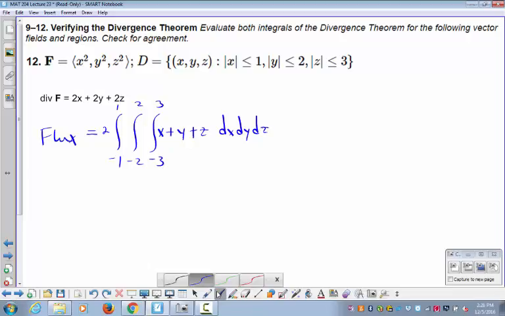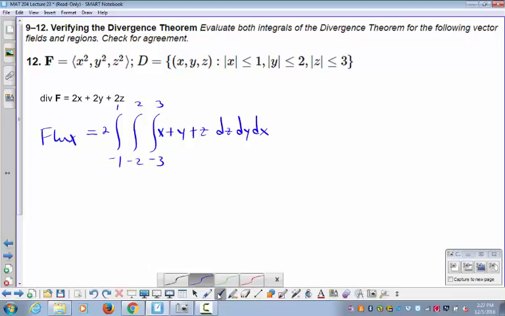So that would be the divergence theorem. Oh, I did it backwards. Thanks. It's dz, dy, dx. Although, because of the symmetry of that divergence, it didn't really matter. It was the same number anyway. But that's definitely how we should do it.